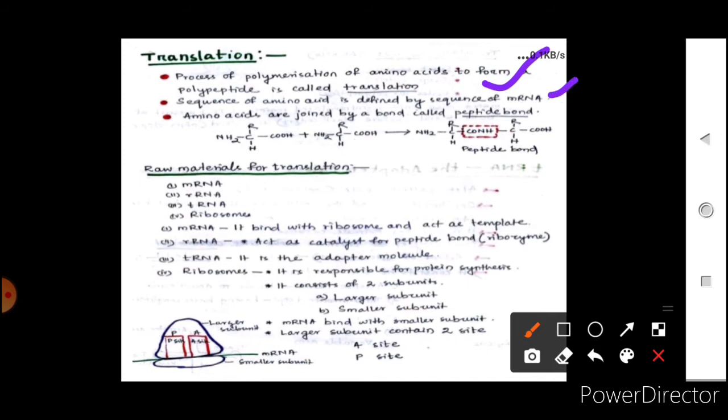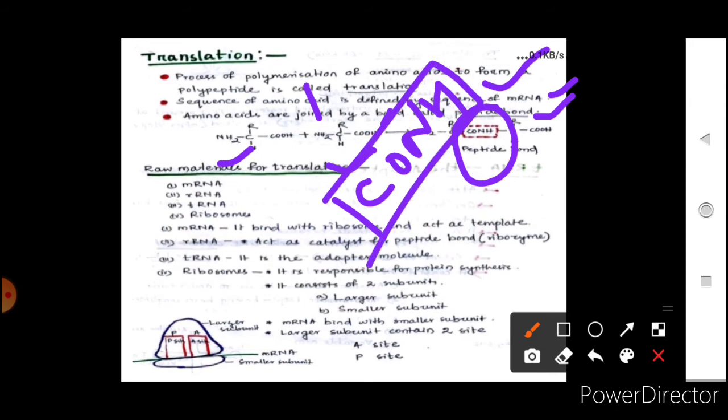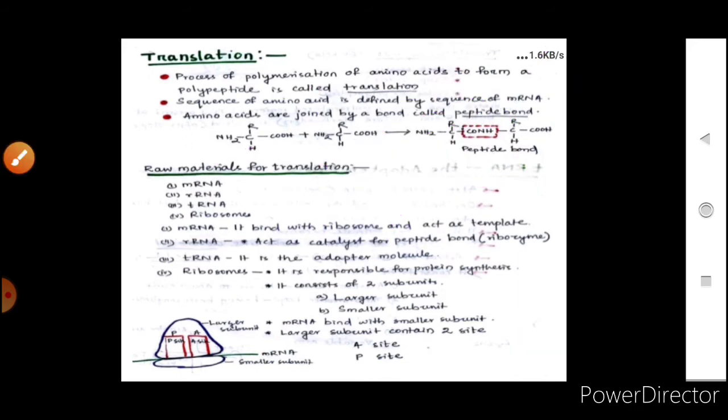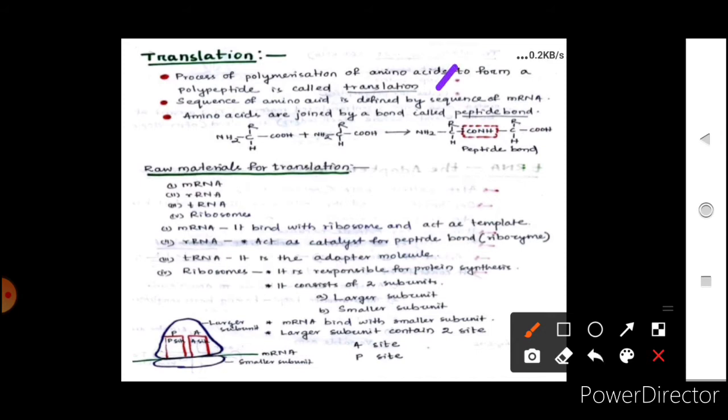Okay, now amino acids are joined by a bond which is called the peptide bond. Like this is an amino acid and this is the other amino acid. We can say that the amino acid has an acidic end and a basic end. This is given here, and this is joined by this, and this is called the peptide bond, CONH. This is the peptide bond, and this is formed by removal of a water molecule. Okay, so the process of polymerization of amino acids to form a polypeptide is called translation. Now the sequence of amino acids is defined by the sequence of mRNA. Amino acids are joined by a bond which is called the peptide bond, and the example is given here.